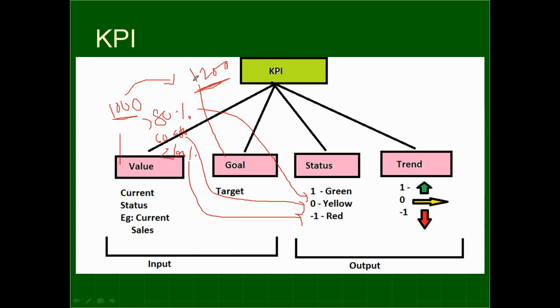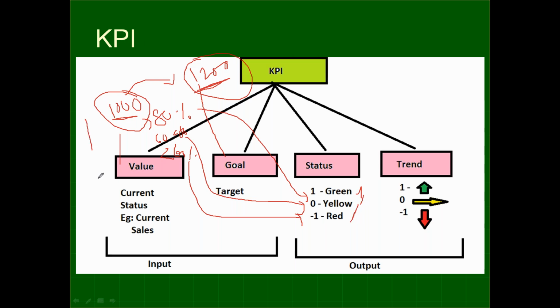Clear? So what is the goal? The goal is the monthly sales of 1,200 rupees or dollars. But actual sales is $1,000. This thousand is used to calculate, right? So whether it is 80% of the goal value, or 60 to 80%, or less than 60%, or 40%, based on that, I will give you green, yellow, red, blue.